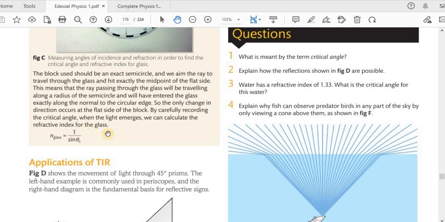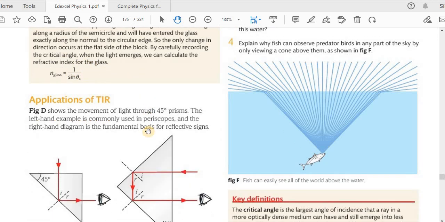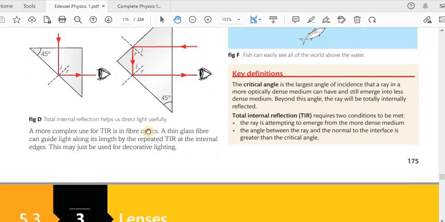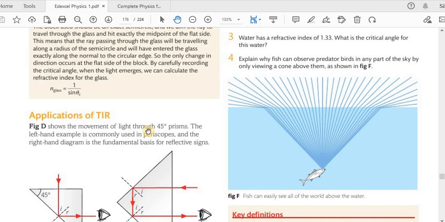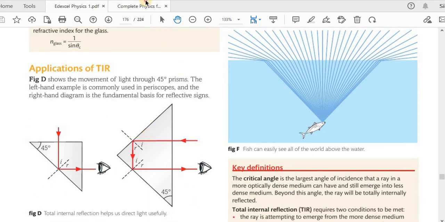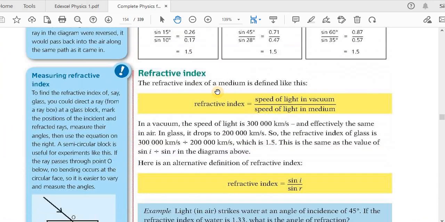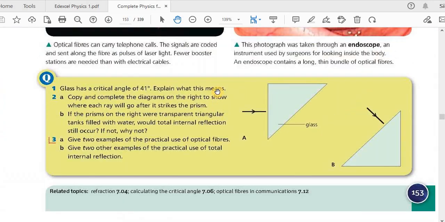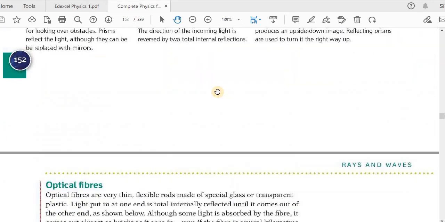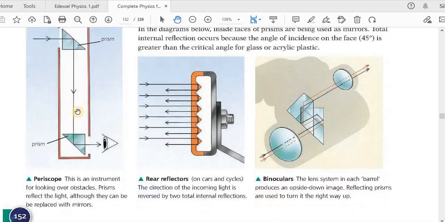So I already explained that. Now what are the applications or uses of total internal reflection? We can use this in an object called the periscope. Using a periscope, you can see objects at a higher level from a lower level.